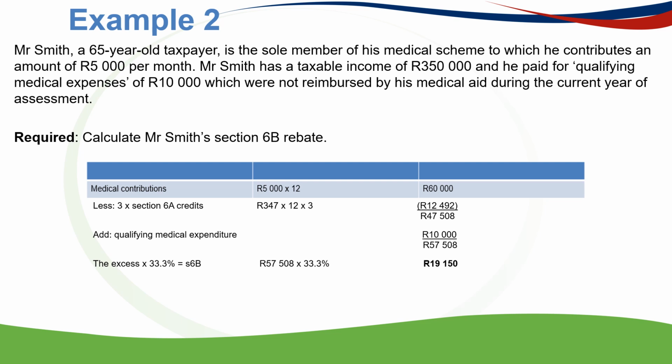47,508 Rand, and we add the qualifying medical expenses, which is 10,000 Rand. We then have 57,508 Rand, and then the calculation of this excess multiplied by 33.3% gives us the section 6B additional qualifying medical expense tax credit. So 57,508 times 33.3% then gives us a tax credit of 19,150 Rand.